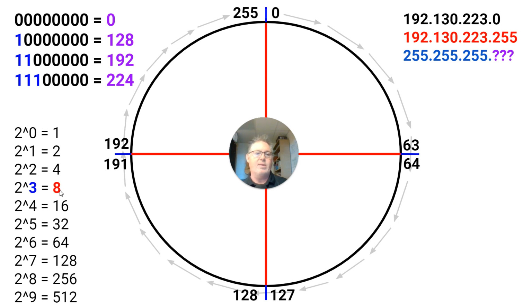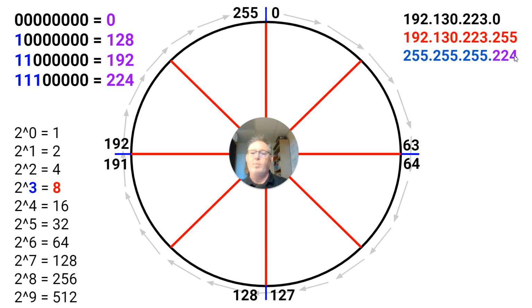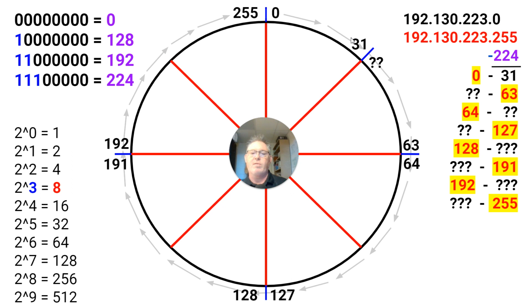Again, we're going to have 8 ranges. So all these numbers are going to stay the same on our chart. We're just going to subdivide those and divide them in half again. Okay, we put our mask over here, 224, subtract that from the broadcast address, and that gives us a number of 31. This tells us our first range is going to stop at 31. So we have 0 to 31.